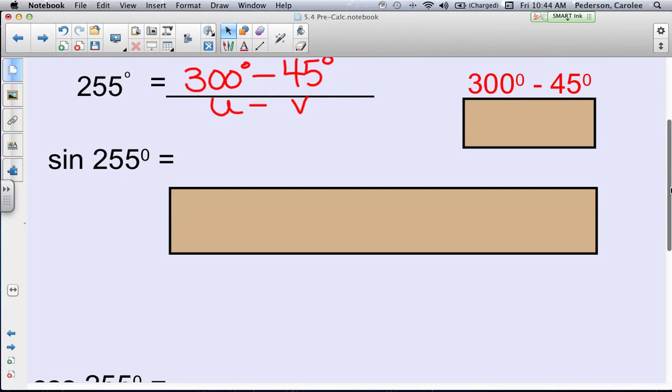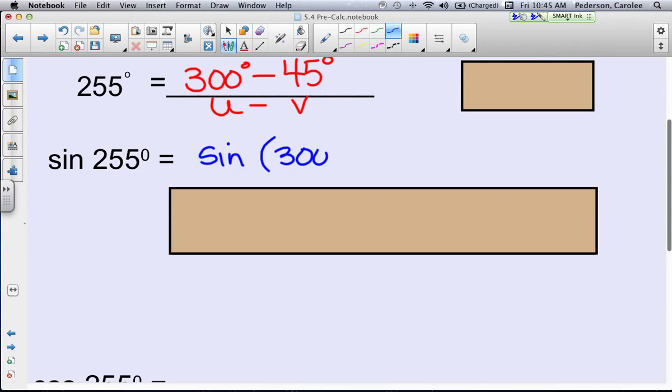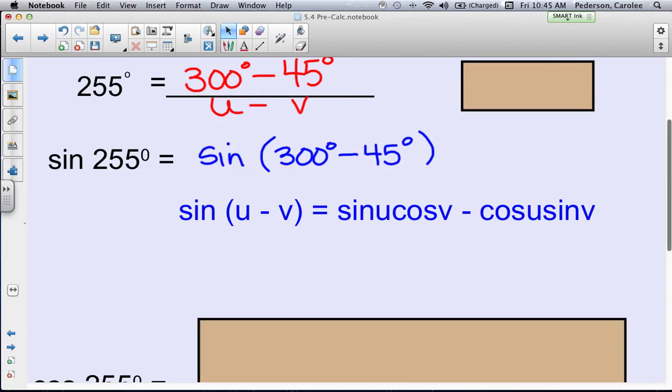So we say, what is the sine of 255 degrees as an exact value? We know we could use our calculator to just plug in the sine of 255 degrees. We wanted an exact form. So we say the sine of 255 degrees can be broken down into 300 degrees, which is on the unit circle, minus 45 degrees, which is also on the unit circle. Now we need to choose the appropriate formula, which is right here.